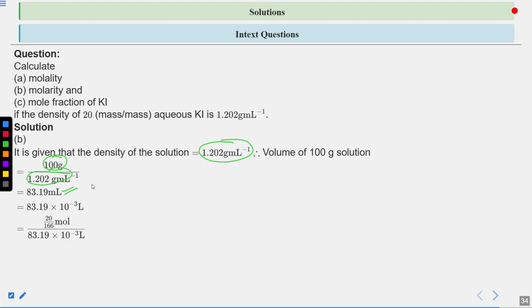But for molarity, we need the volume in liter. So we have multiplied the same thing by 10 to the power minus 3. After that, we have calculated the molarity. For that, we need the number of moles, which is 20 by 166. We have done it already. Divided by the volume, which we have calculated as 83.91. In this part, we are calculating the molarity. Molarity will be 1.45 molar.